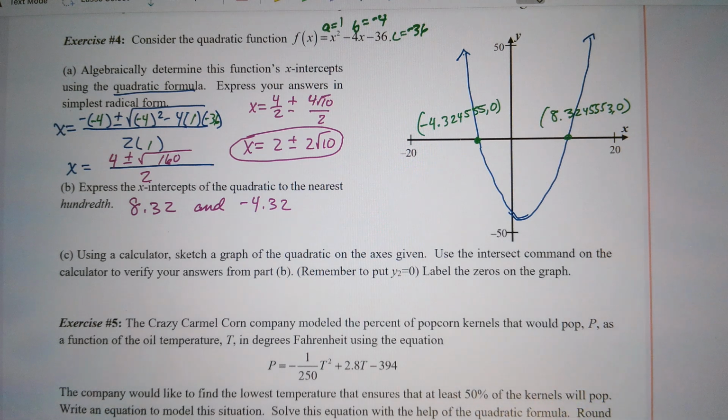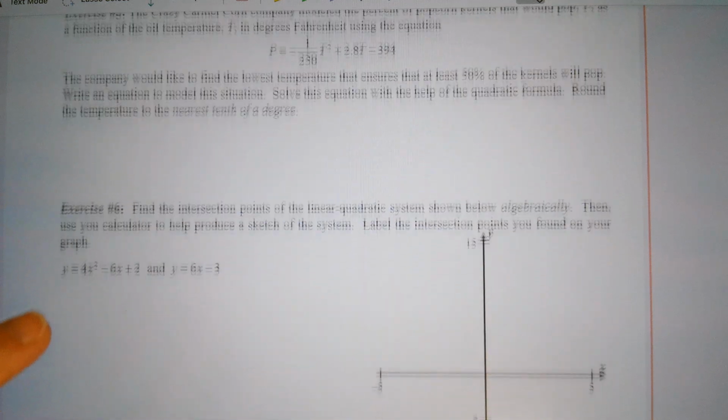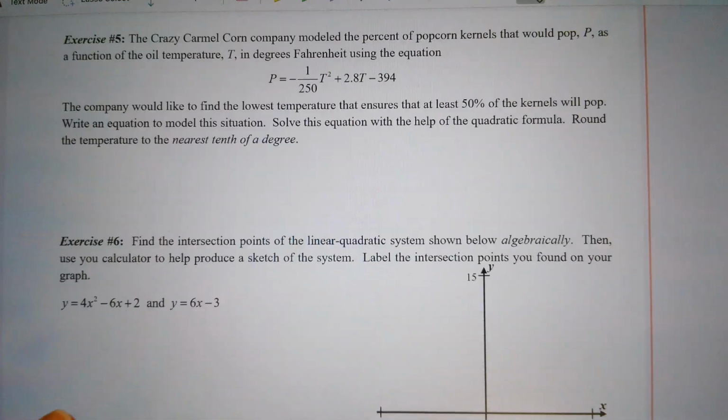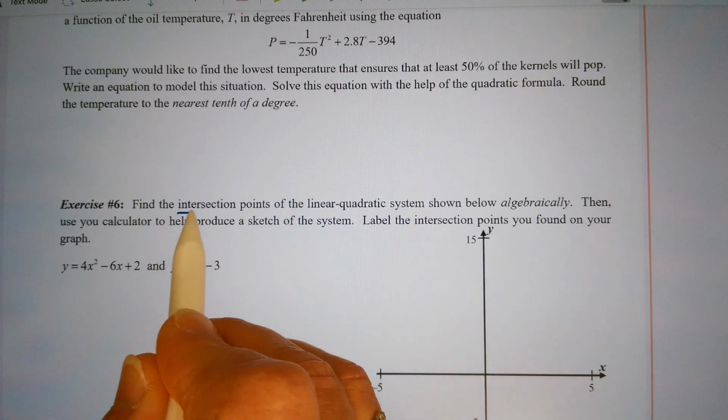Alright, we're going to skip number 5 because we're already 17 minutes into the video. So let's look at number 6. Find the intersection points of the linear quadratic system shown below algebraically. Then use your calculator to help produce a sketch of the system. Label the intersection points you found on the graph. Alright, so remember, intersection points.